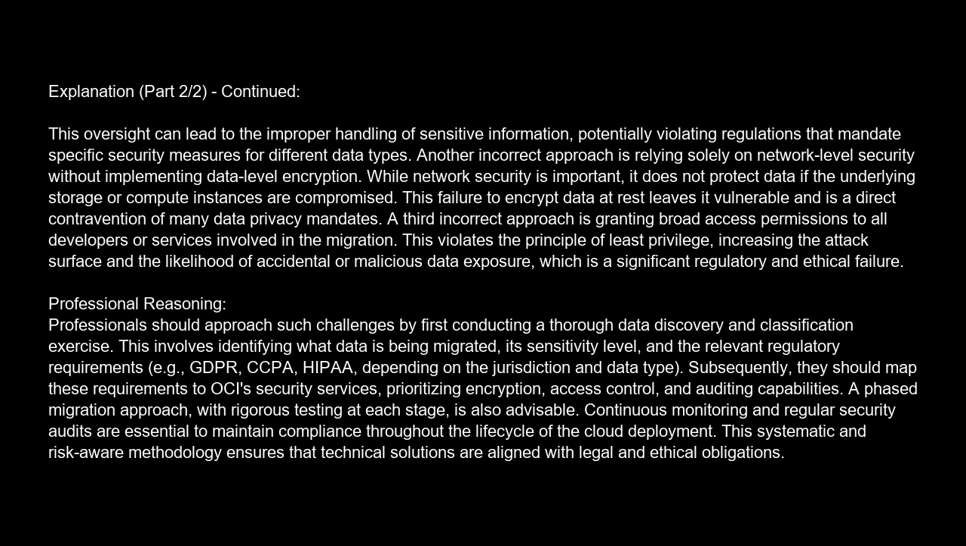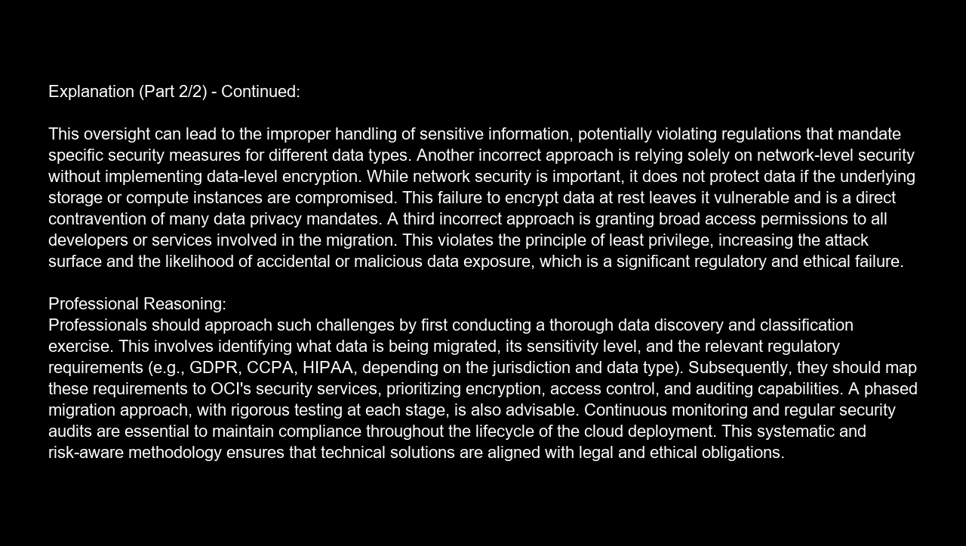A third incorrect approach is granting broad access permission to all developers or services involved in the migration. This violates the principle of least privilege, increasing the attack surface and the likelihood of accidental or malicious data exposure, which is a significant regulatory and ethical failure. Professional reasoning. Professionals should approach such challenges by first conducting a thorough data discovery and classification exercise. This involves identifying what data is being migrated, its sensitivity level, and the relevant regulatory requirements, e.g., GDPR, CCPA, HIPAA, depending on the jurisdiction and data type.